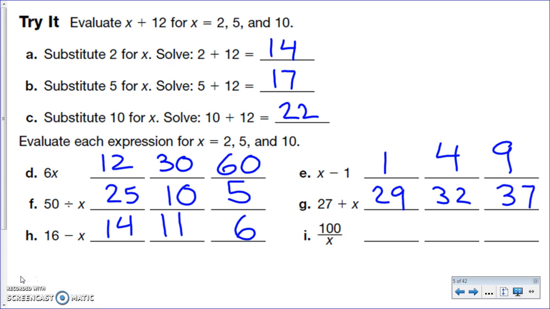For I, we have 100 divided by x. So 100 divided by 2 is 50. 100 divided by 5 is 20. And 100 divided by 10 is 10.